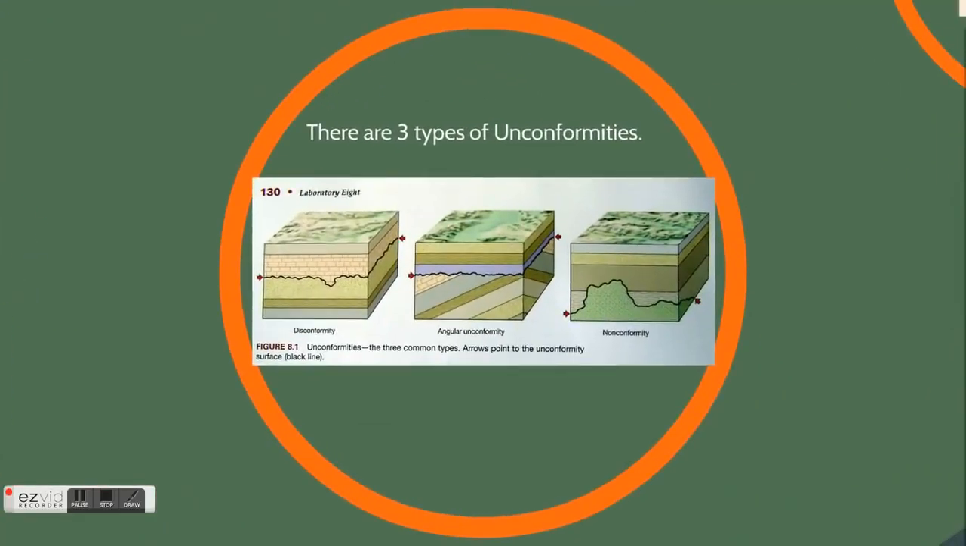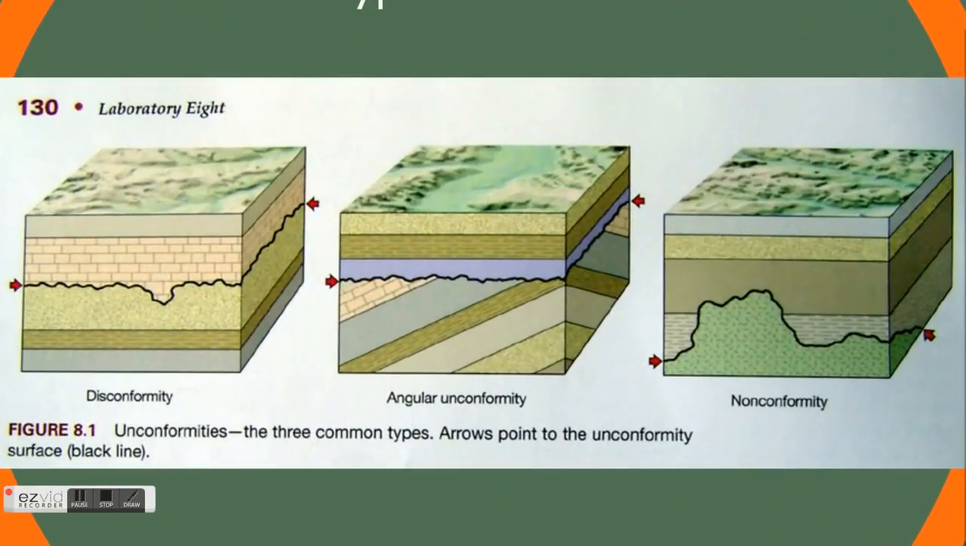There are three main types of unconformities: disconformity, angular unconformity, and nonconformity. These are the three most common types.